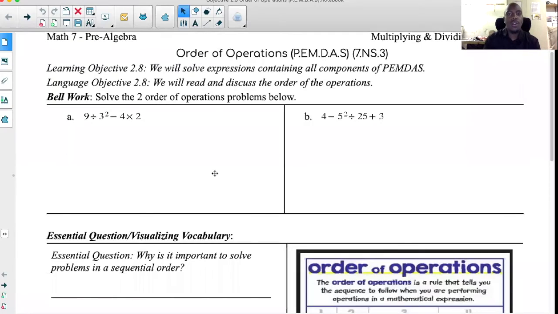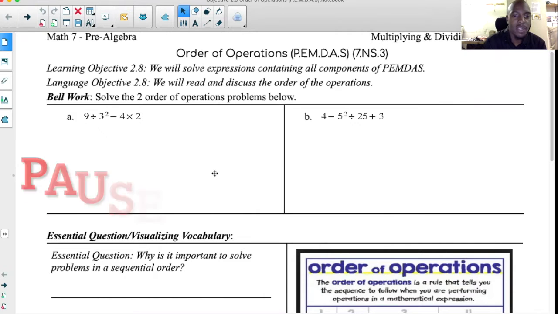Awesome. So we're going to continue diving into multiplying and dividing integers. Specifically, we're going to start talking about more PEMDAS, practicing adding, subtracting, multiplying, dividing, exponents, and even parentheses as we dive in. So if you have the unit packet with you, please join me in looking at lesson 2.8. Lesson 2.8 says order of operations, PEMDAS, right?